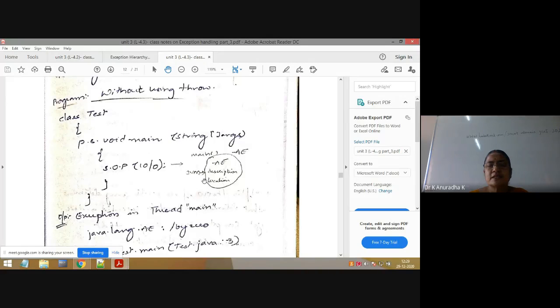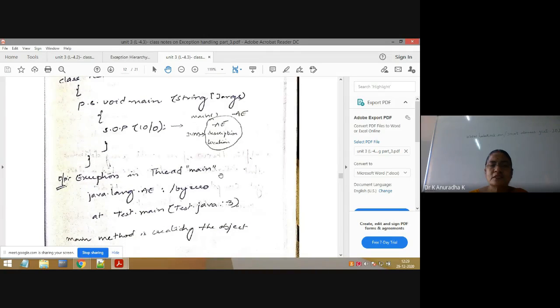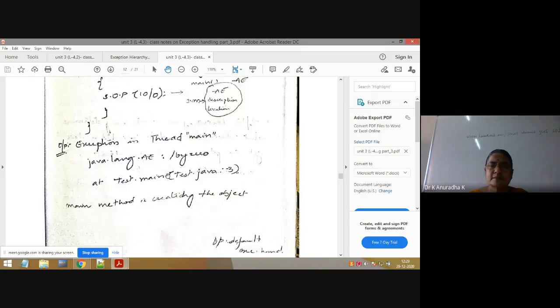Already explained clearly this program in default exception handling. So after that, the main method is creating this object, and the main method is handing this object over to the JVM. This is the program on default exception handling without using throw. Now, the same program here, you will get an error. You know the error; it was already explained.